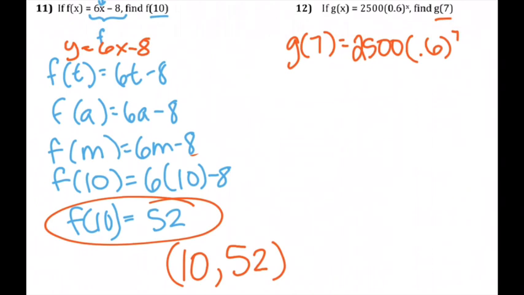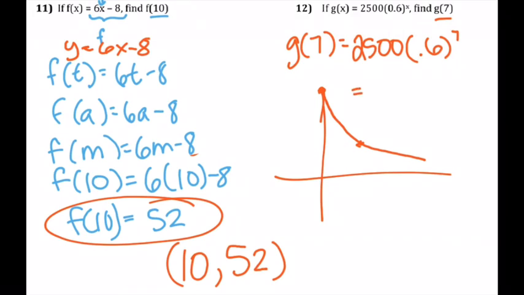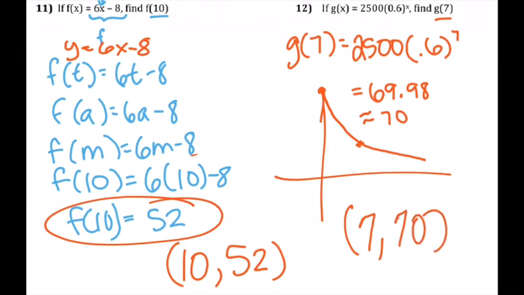Now, you know that since it's exponential and it started way up here at 2,500 and it's losing 40%, it's going down and we're going to have 60% every time. After 7, it's going to be down here a ways. So where is it exactly? Okay, Dylan, what'd you get? I got 69.98. 69.98, so approximately 70. That means that the ordered pair 7 and then about 70 is on my graph. So if I come over here to 7, this is about 70.